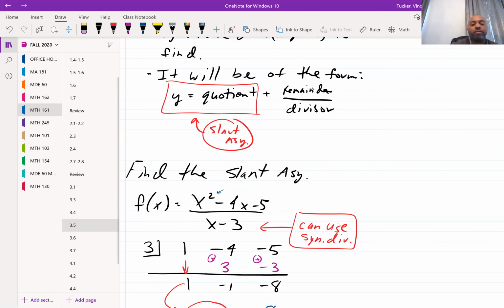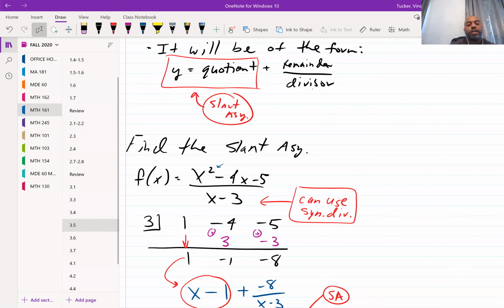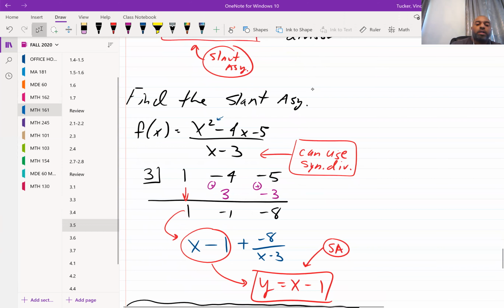Opposite sign from that 3. So that's why I have positive 3. Then I use all my coefficients, 1, negative 4, negative 5. Bring down 1. 3 times 1 is 3. Negative 4 plus 3 is negative 1. 3 times negative 1 is negative 3. Negative 5 plus negative 3 is negative 8. And so this is the result here. But my slant asymptote is just the x minus 1.